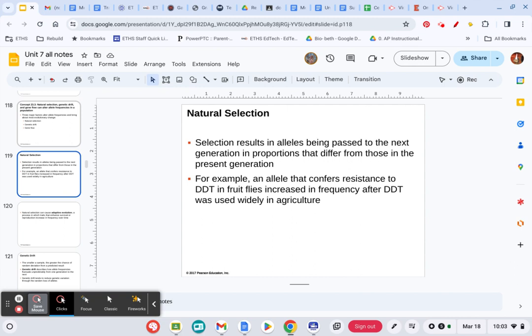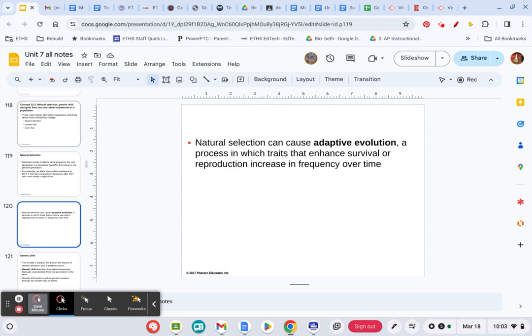And because there's a selective pressure, meaning that all those that are not resistant to it are going to die and they're not going to make it to the next generation, it's always going to be adaptive. Meaning, what does that mean? It means that it's going to enhance the survival of that population, or it will also enhance their ability to reproduce over time.